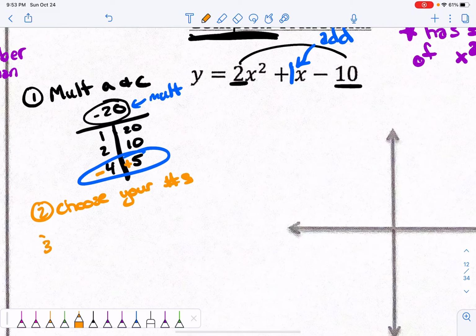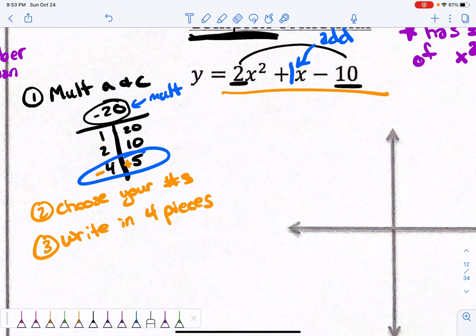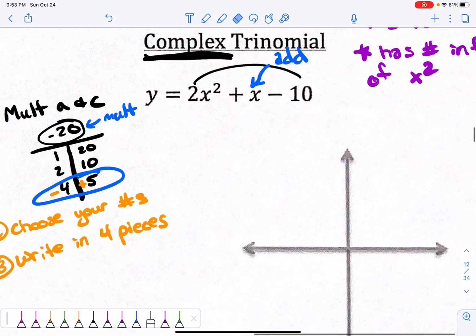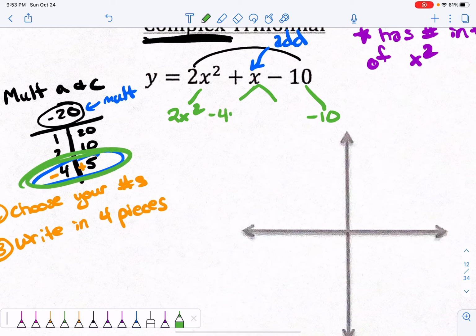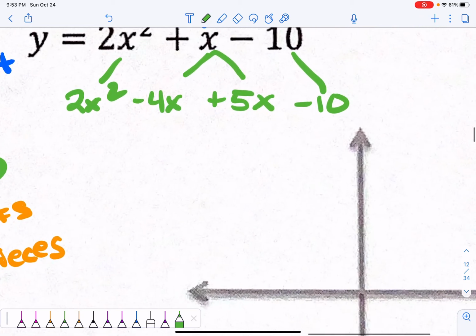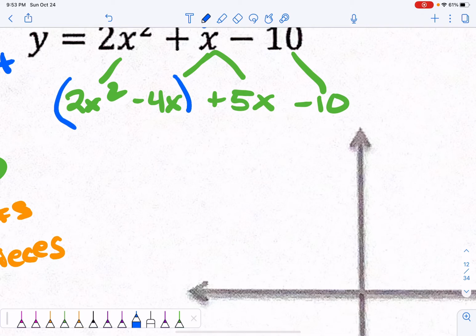And then step number 3, I'm going to write in 4 pieces. Okay, I'm going to write my trinomial, my 3 pieces, in 4 pieces now instead. So here are my 4 pieces. The 2x squared comes down, and it stays as 2x squared. And the negative 10 comes down, and it stays negative 10. But then the middle term is going to break into 2 pieces, and those 2 pieces are these two, minus 4x plus 5x, okay? Now, if you switch these 2 pieces around, that's not a problem. It's okay. Your middle steps will just look different than ours, but your final answer will look exactly the same, okay?